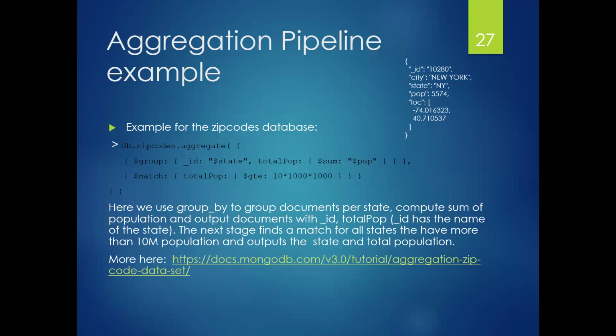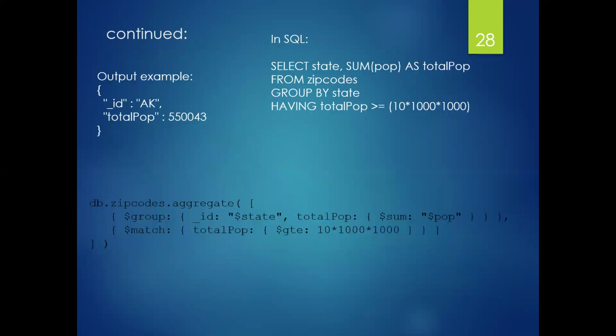In this aggregation pipeline, we use group by to group documents per state, compute the sum of the population, and output documents with underscore ID. The next stage finds a match of all states that have more than 10 million population and outputs the state and total population. And this is the continuation of the example for the aggregation.